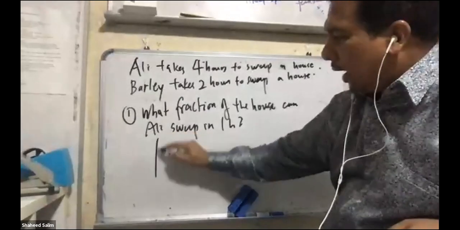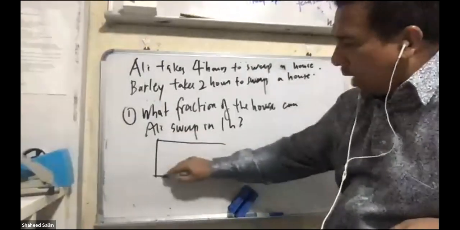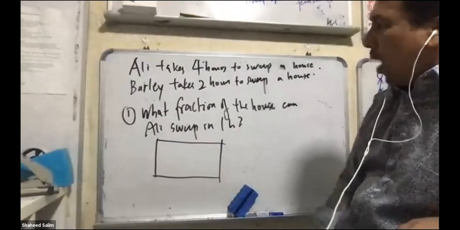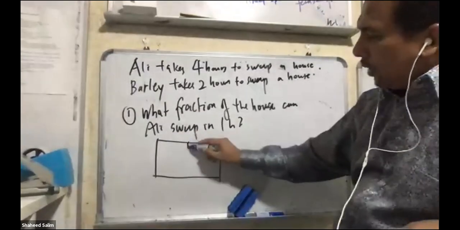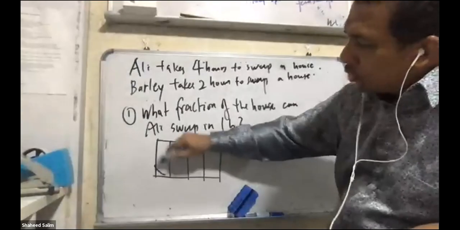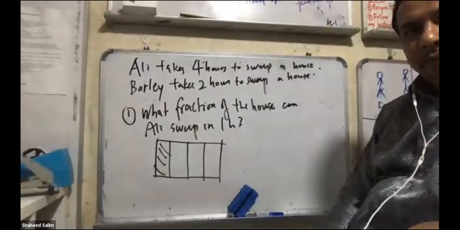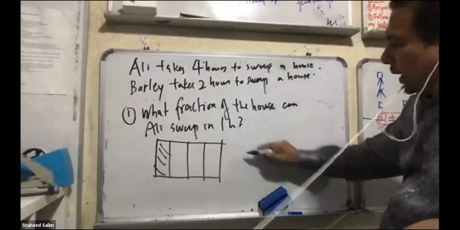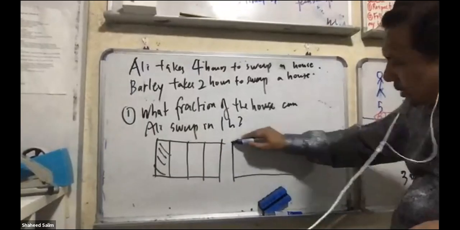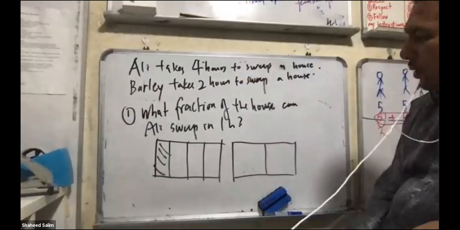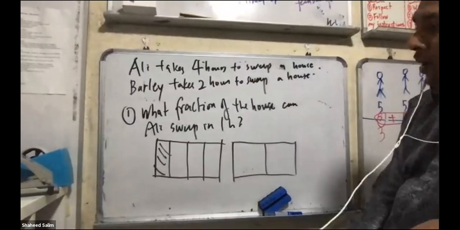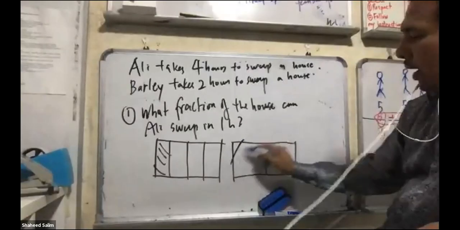Okay, so I do it like that. I imagine this is the whole house. He takes 4 hours, which means I can divide the whole house into 4 parts. So in 1 hour, he can sweep 1/4. Right? So what about Bali? Same thing, but he takes 2 hours. In 1 hour, how much? Half. Well done.